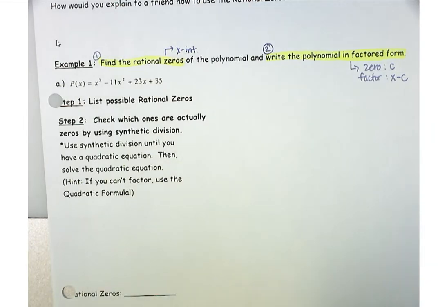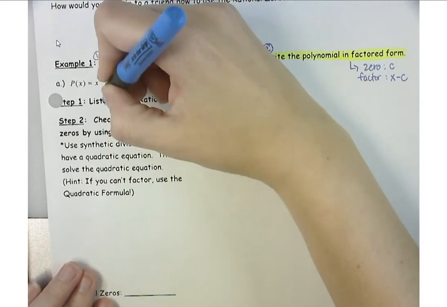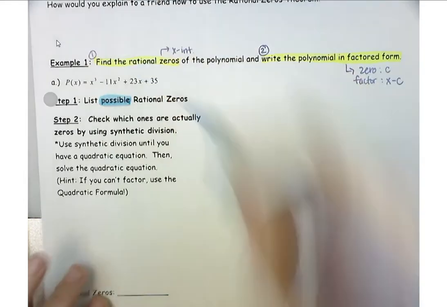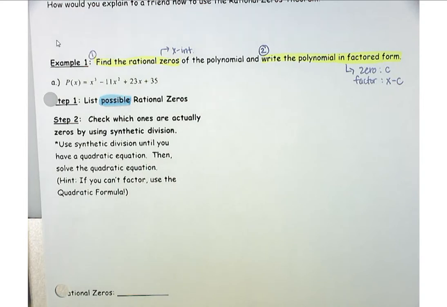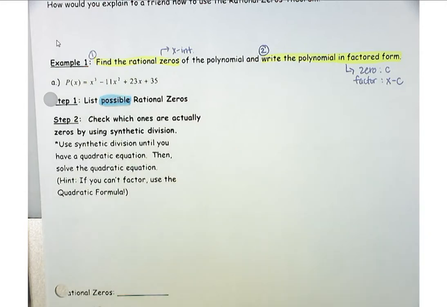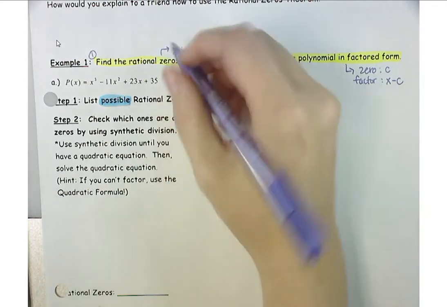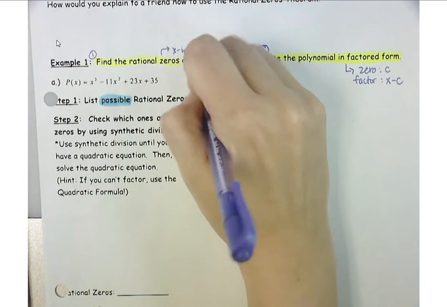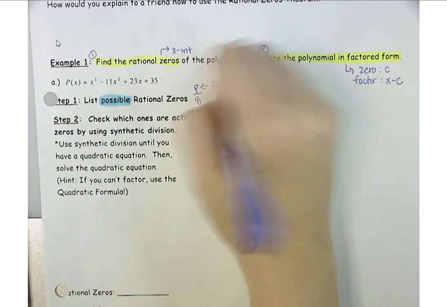So our first step is to list the possible rational zeros, and I just want to emphasize the word possible. Okay, it doesn't mean that these are actual zeros of the polynomial. It just means these are the possible rational zeros. So because we know that the zeros are x-intercepts, it makes sense that we are going to be graphing this eventually. But before we do that, we're going to use the rational zeros theorem. So we're going to use p over q. So we just talked about what p and q were going to be.